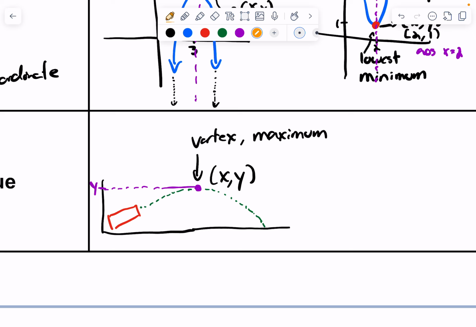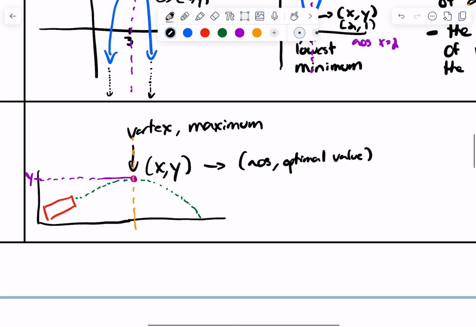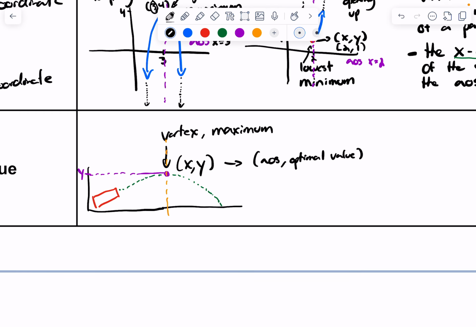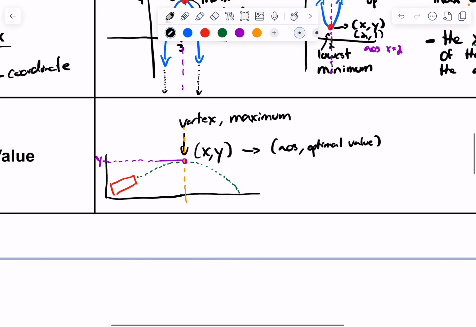So that right there would be your axis of symmetry. But you can think of that vertex as the x coordinate being your axis of symmetry and the y coordinate being the optimal value. You wouldn't actually write this down on a test, but I just want you to see the similarity. So if a question ever said, find the optimal value, you would be finding the vertex and then finding the y value.